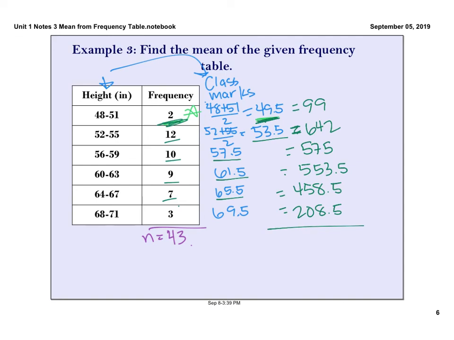And now I'm going to go through and add all those up, and that gives me my sum. So 99 plus 642 plus 575 plus 553.5 plus 458.5 and plus 208.5, I end up with 2,536.5. So now let's do our mean. So I'm going to have my mean of 2,536.5 divided by 43.